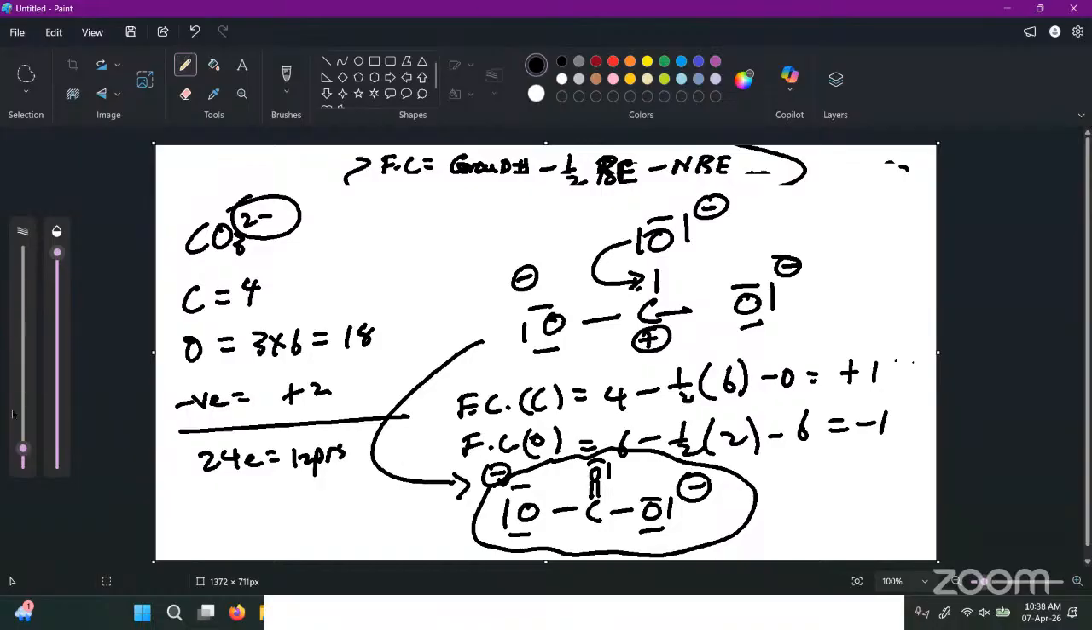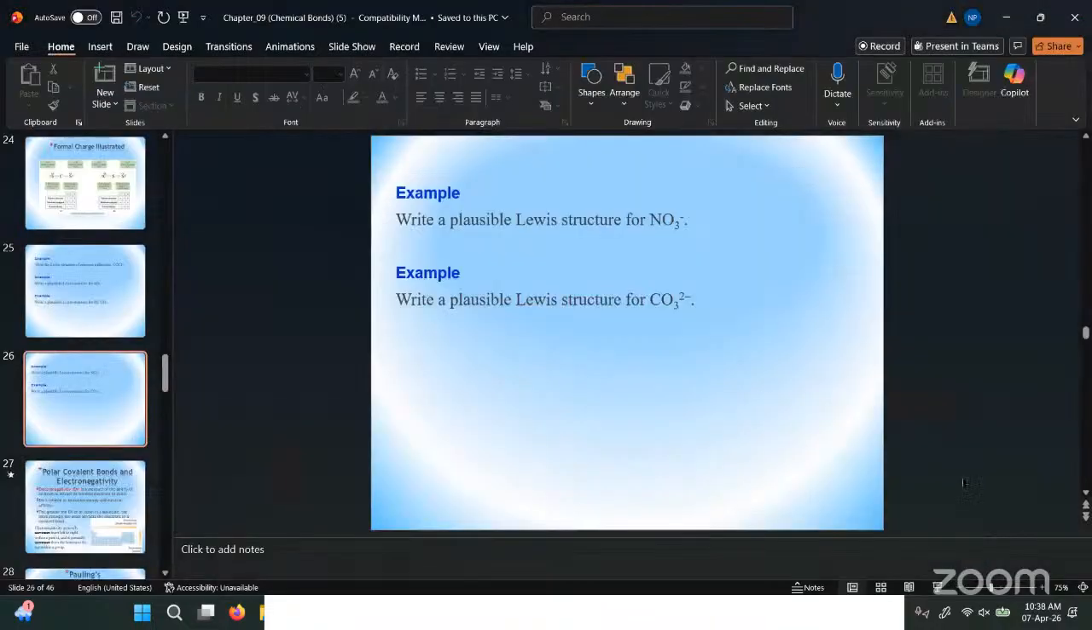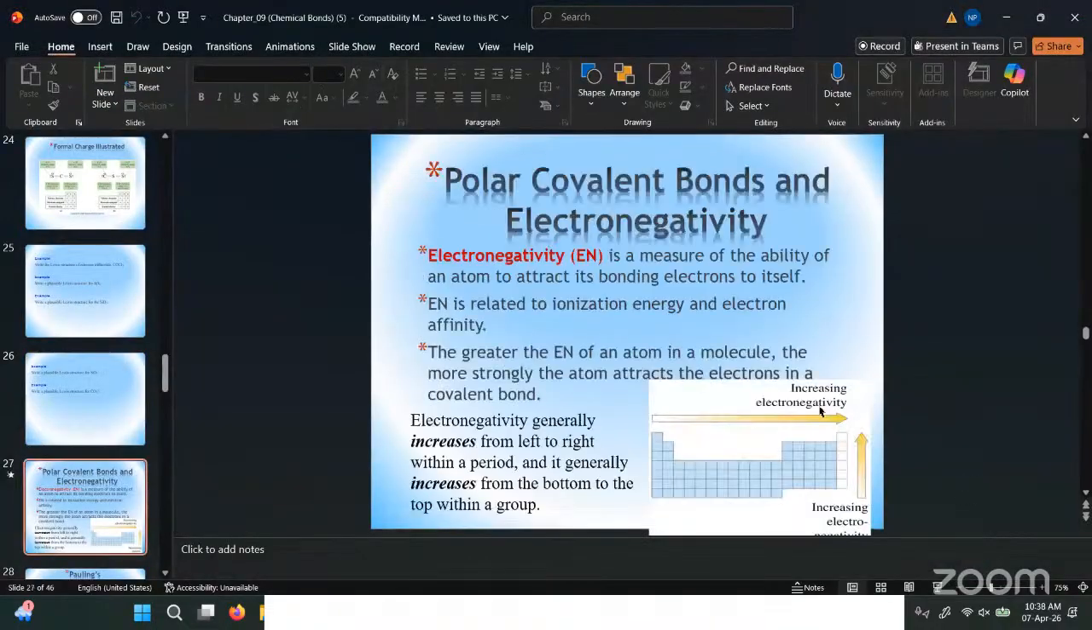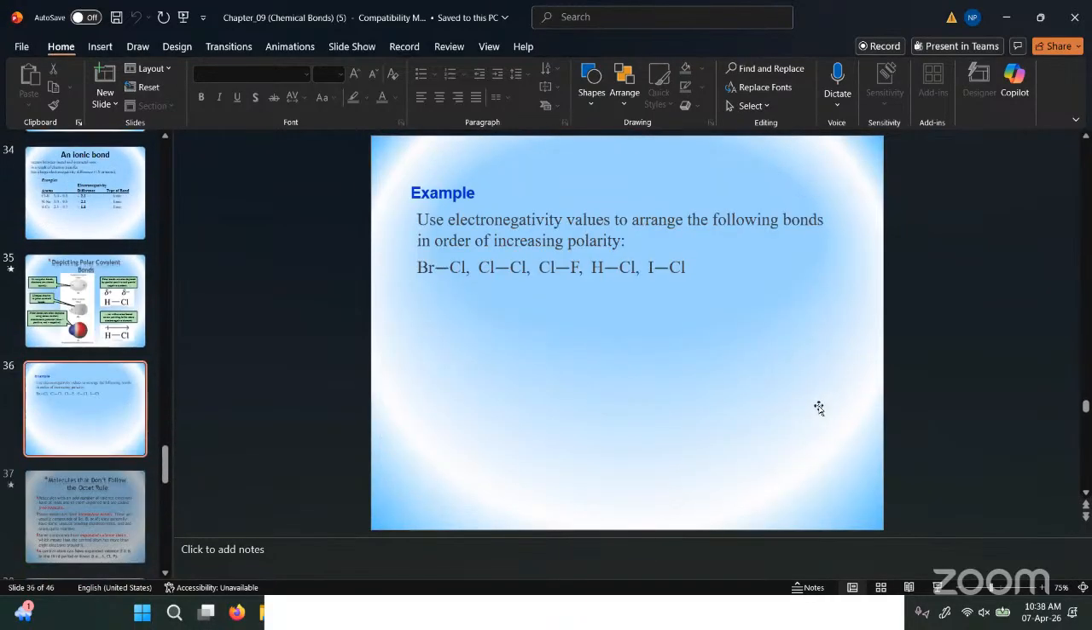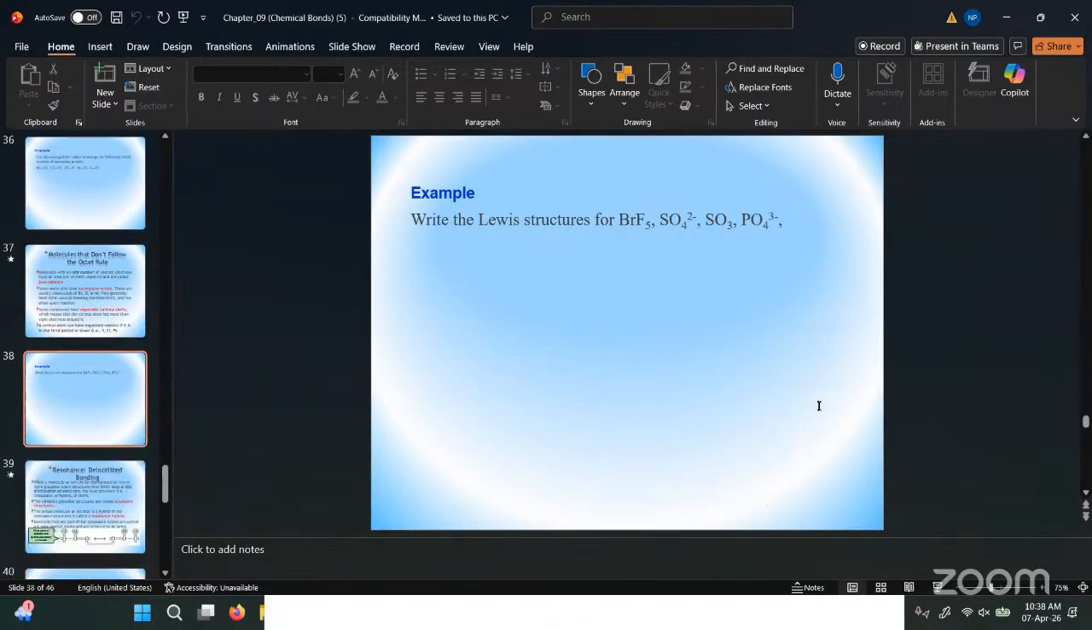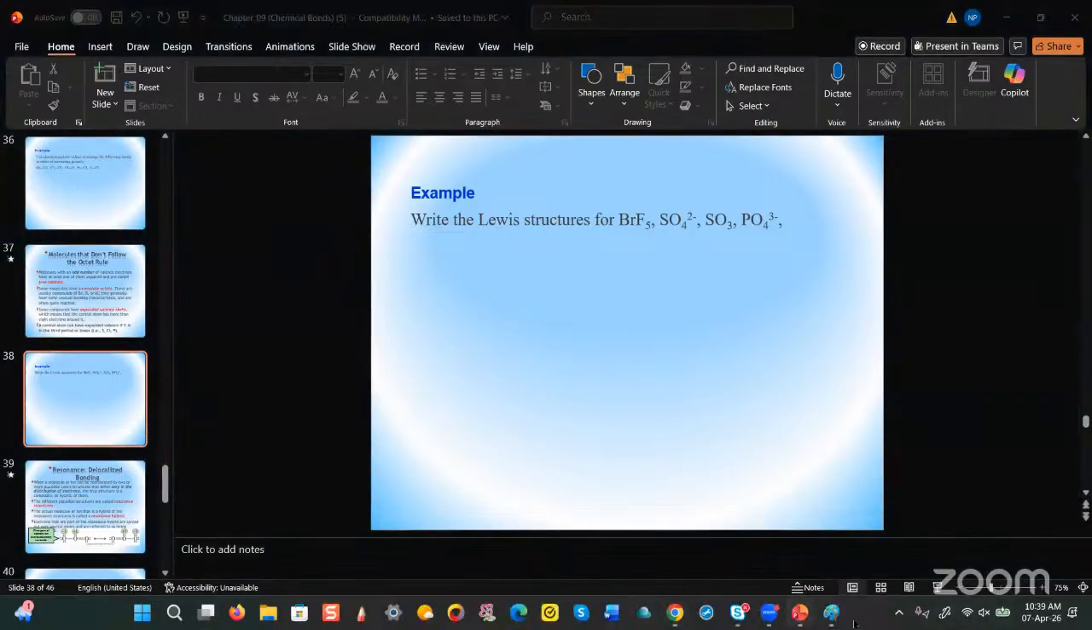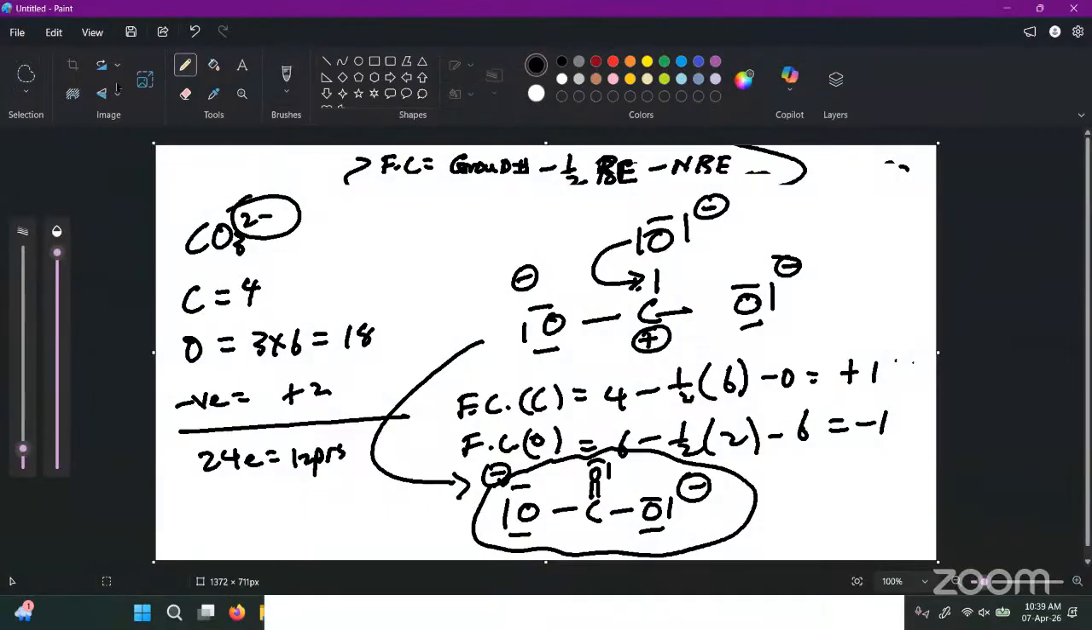Okay, I want to do one where the central atom will have more than 8 electrons on its outer shell. Let me see if I can find an example of that. Okay, one of these. Which one shall I choose? Eeny, meeny, miny, moe. All right, let me choose SO4 2-. So I think this is gonna be the last one for today.